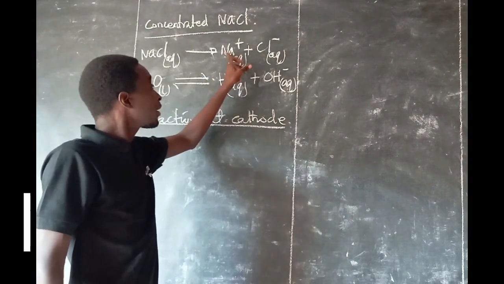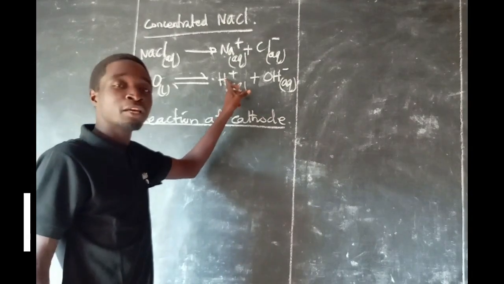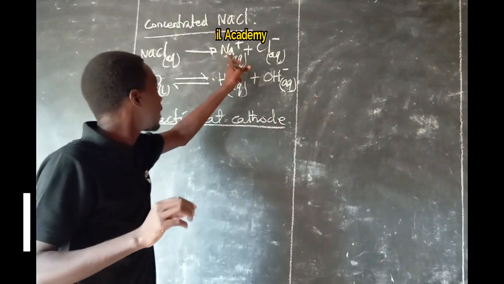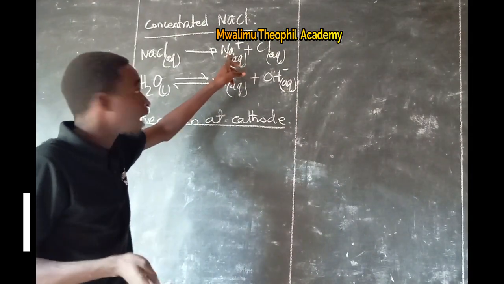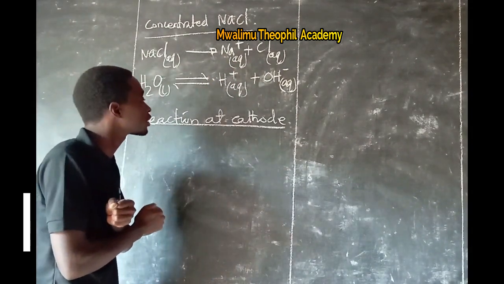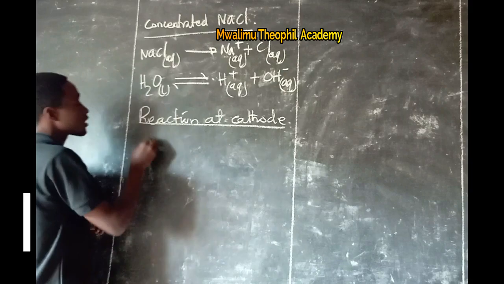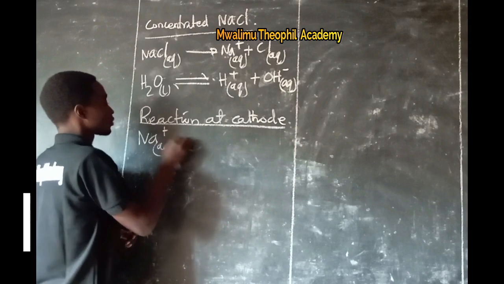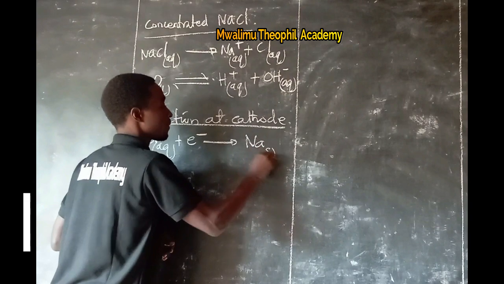So when we consider the factor of concentration here, at cathode, sodium ion is going to be discharged. Why will sodium be preferred to hydrogen, though hydrogen is below sodium in electrochemical series? The reason is that sodium is highly concentrated, so sodium is available in abundance. Sodium ion will be discharged at the cathode due to the factor of concentration, as it is highly concentrated compared to hydrogen proton. Sodium ion will be discharged to sodium metal, as you may see.